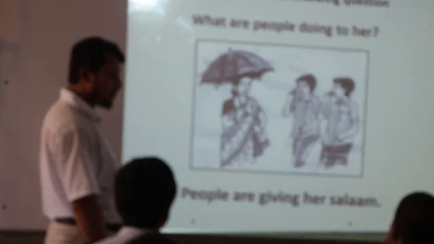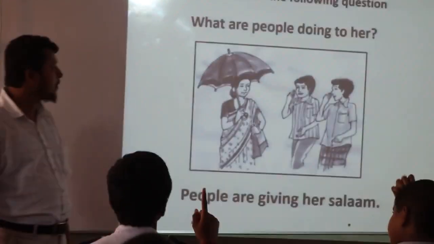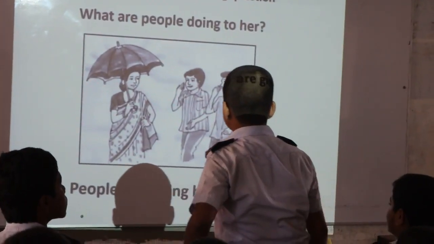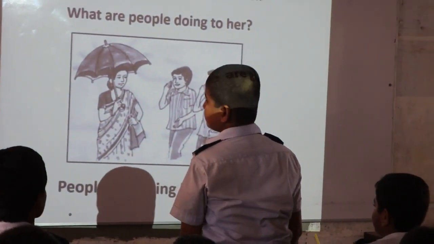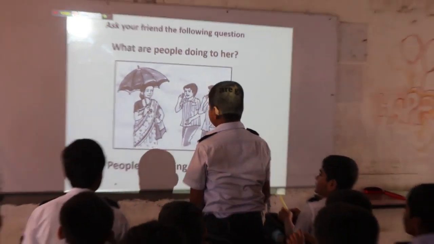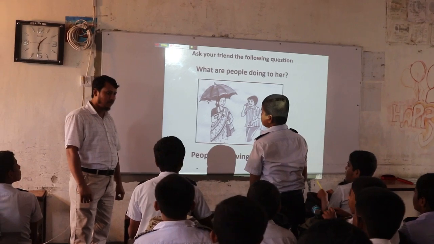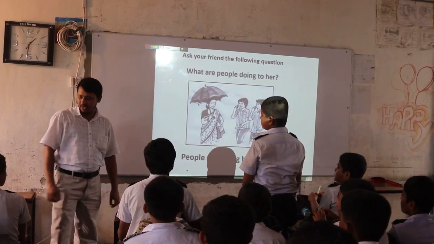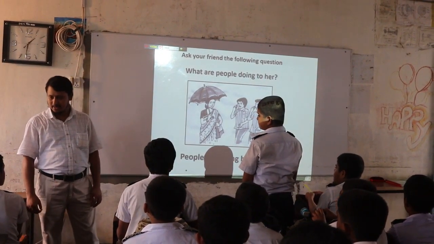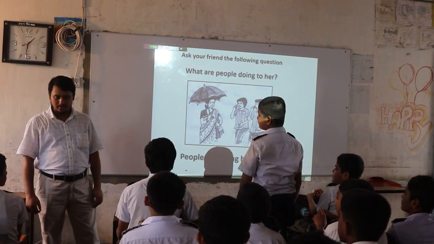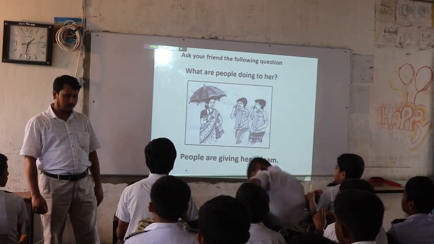Who can tell the answer? What are people doing to her? You stand up. People are giving her salam. Because she is a teacher. Respectable woman. She is a teacher. And everybody respects her. Isn't it? Yes, sir. So a teacher, it's a noble profession. Okay, you sit down.